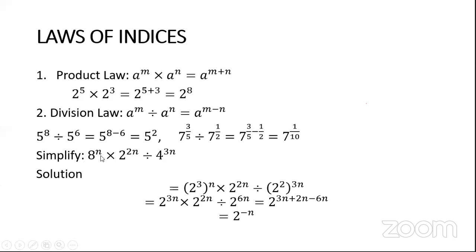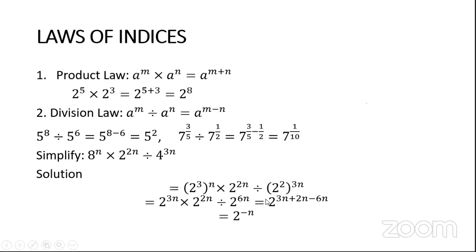Then we have a question here. 8 raised to power n times 2 raised power 2n divided by 4 raised power 3n. So what you just have to do here is that you can see they are not in the same base, but they can be made to be in the same base. 8 is the same thing as 2 raised power 3. 4 is the same thing as 2 raised power 2. So we have 2 raised power 3n times 2 raised power 2n divided by 2 raised power 2 times 3n, and that will give us 6n.